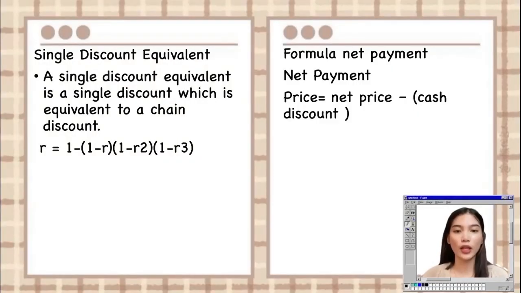Single discount equivalent. A single discount equivalent is a single discount which is equivalent to a chain of discounts. R equals 1 minus open bracket 1 minus R1 close bracket open bracket 1 minus R2 close bracket open bracket 1 minus R3 close bracket. Next is the formula for net payment price, which equals net price minus cash discount.